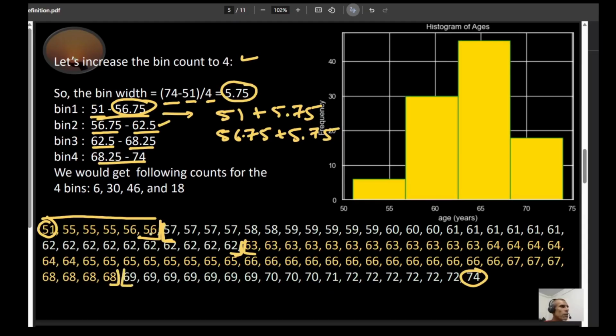And if you count, you will see that the first bin has six. One, two, three, four, five, six values. The second bin has 30. That would be this bin right here. You can count 1, 2, 3, 4, all the way up to here, you will see 30 values. And likewise, for the third bin, you have 46 count, and for the fourth bin, you have 18.